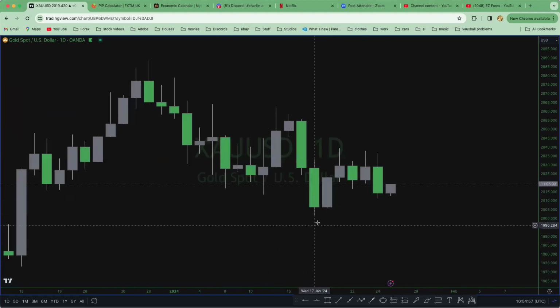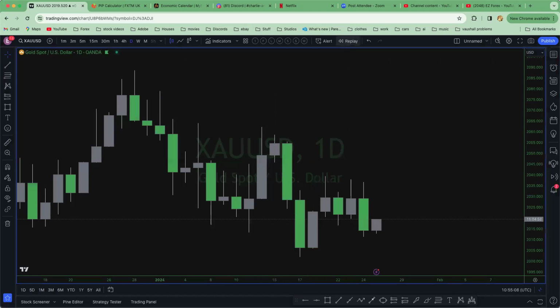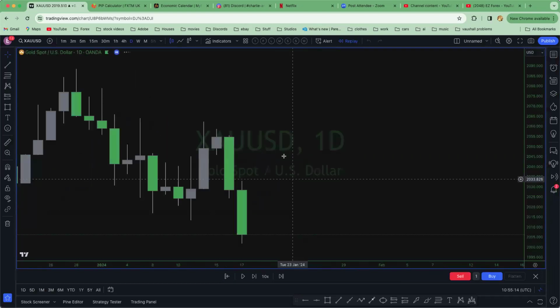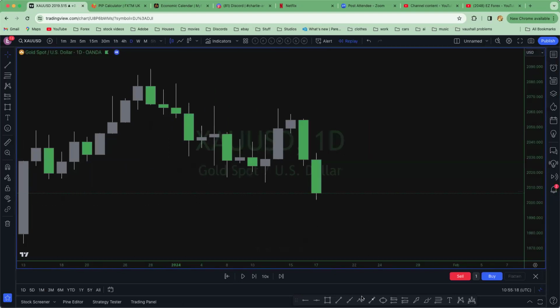So last week, we tried to get into gold. We tried to get into the gold sell after the Zoom call and the daily break of structure. Just to recap for everyone, we could see price action went and broke this low here, which created a daily break of structure. So it was a daily bearish break of structure, which was great for us.